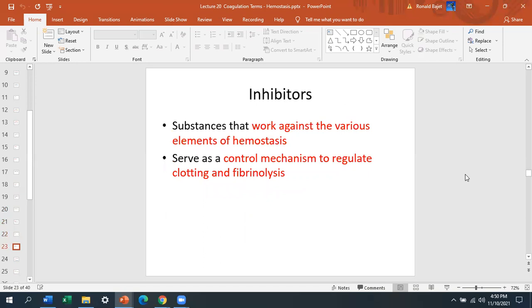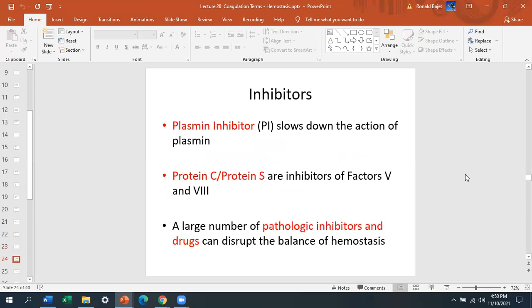Substances that work against the various elements of hemostasis are the inhibitors. Okay, so you have all your factors intact, but if you still have a prolonged protime or prolonged PTT, and you know you don't have any factor deficiencies, the presence of inhibitors will cause you to have prolonged times. And inhibitors serve as a control mechanism to regulate clotting and fibrinolysis. So inhibitors can be useful.